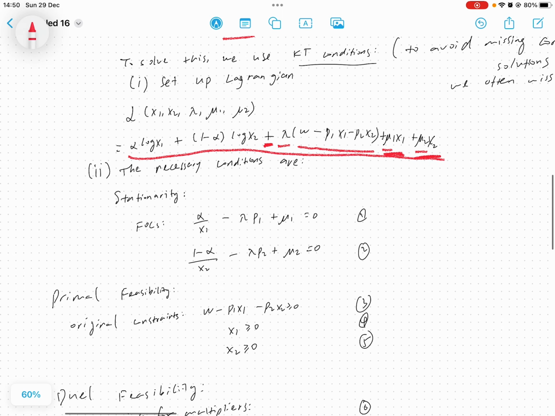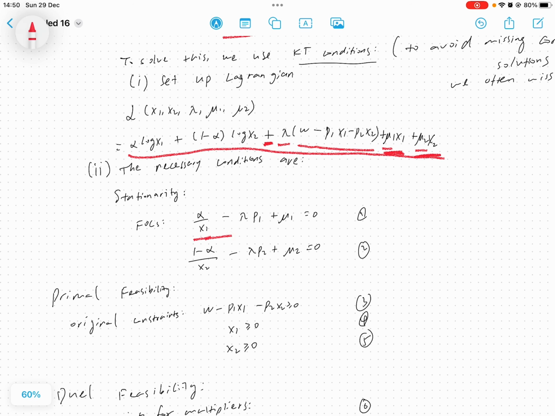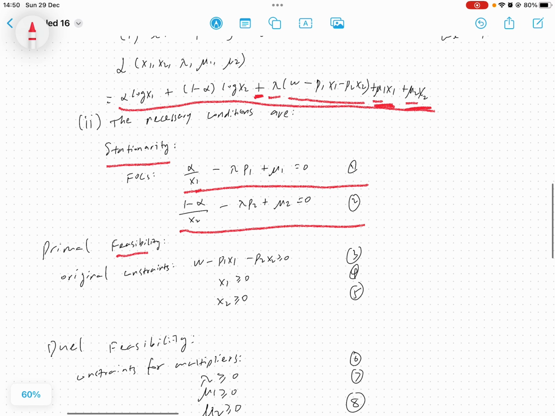So we simply take the derivatives of this Lagrangian with respect to x1. This becomes the first equation here. Then we take the first order condition, the partial derivative with respect to x2 from the Lagrangian, and this becomes the second. Okay, good. So these are the stationarity conditions, and then we have the feasibility constraints.